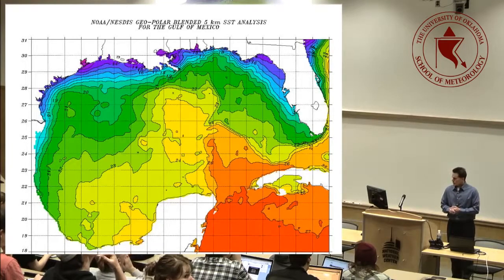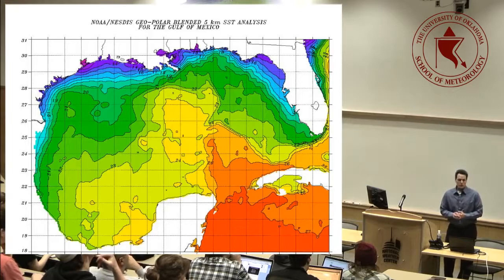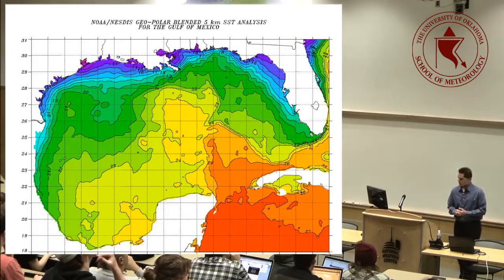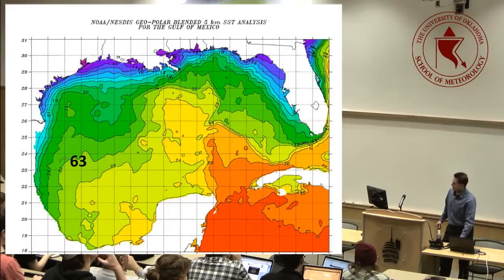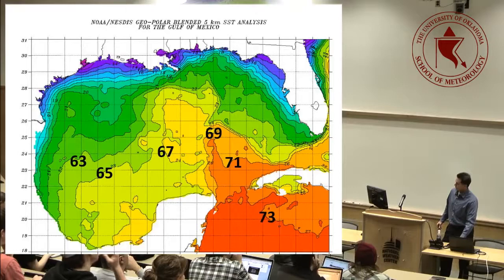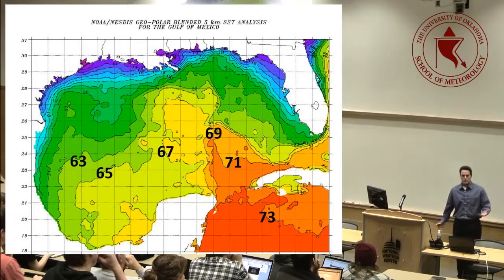The yellows there, that's temperature 24°C, so you're in the 70s. The waters out in the open Gulf stay in the 70s all year. And what I've done on this image is I'm placing, if you convert the sea surface temperature to what you could call the equilibrium dew point.